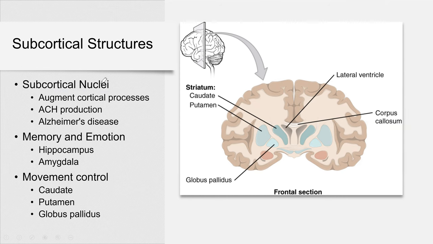So those are our subcortical nuclei, like striatum, or caudate and putamen. Together they're called striatum, or globus pallidus over here, right? Those are our subcortical nuclei.